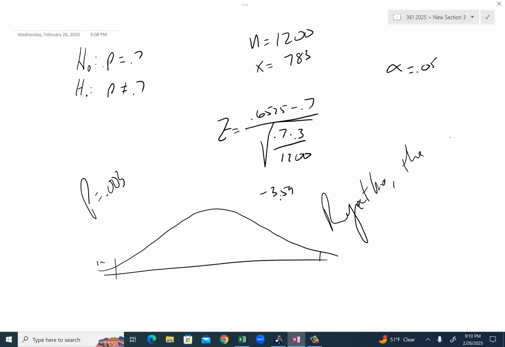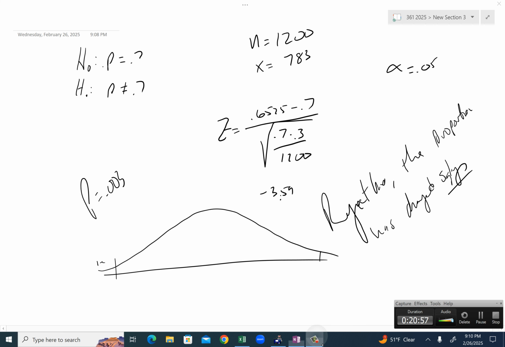The proportion has changed significantly. That's all we asked on a two-tailed test. Has it changed, yay or nay? Okay, we didn't say increase or decrease, just yay or nay. All right, good luck.